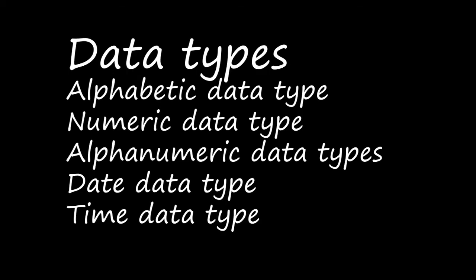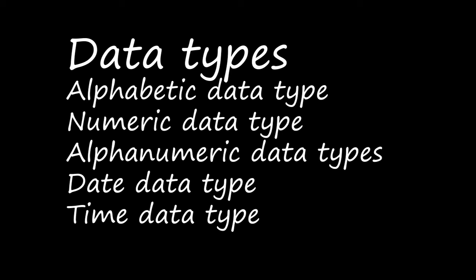Let's see the data types here. In this data we have alphabets, numbers, date and time, and in another way we can have numbers and symbols also. In general, data types can be classified into the alphabetic data type, which contains only alphabets, and the numeric data type, which contains only numbers.